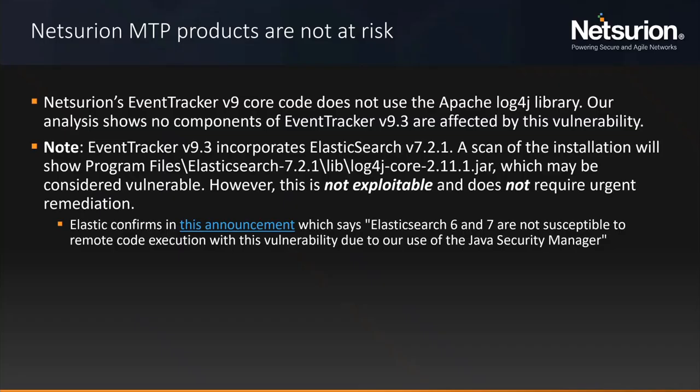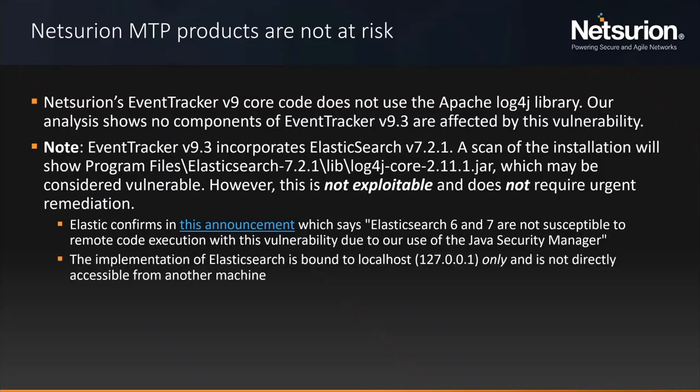Elasticsearch 6 and 7 are not susceptible to the remote code execution because they use the Java Security Manager. Also note that the implementation of Elasticsearch in NetSurion's Event Tracker is bound to the local host, which is 127.0.0.1 only. Therefore, it is not accessible from another machine, even inside your network, never mind the internet. Of course, we have tested all this and confirmed that these statements are in fact correct. So we're confident in telling you that NetSurion's MTP products are not at risk.